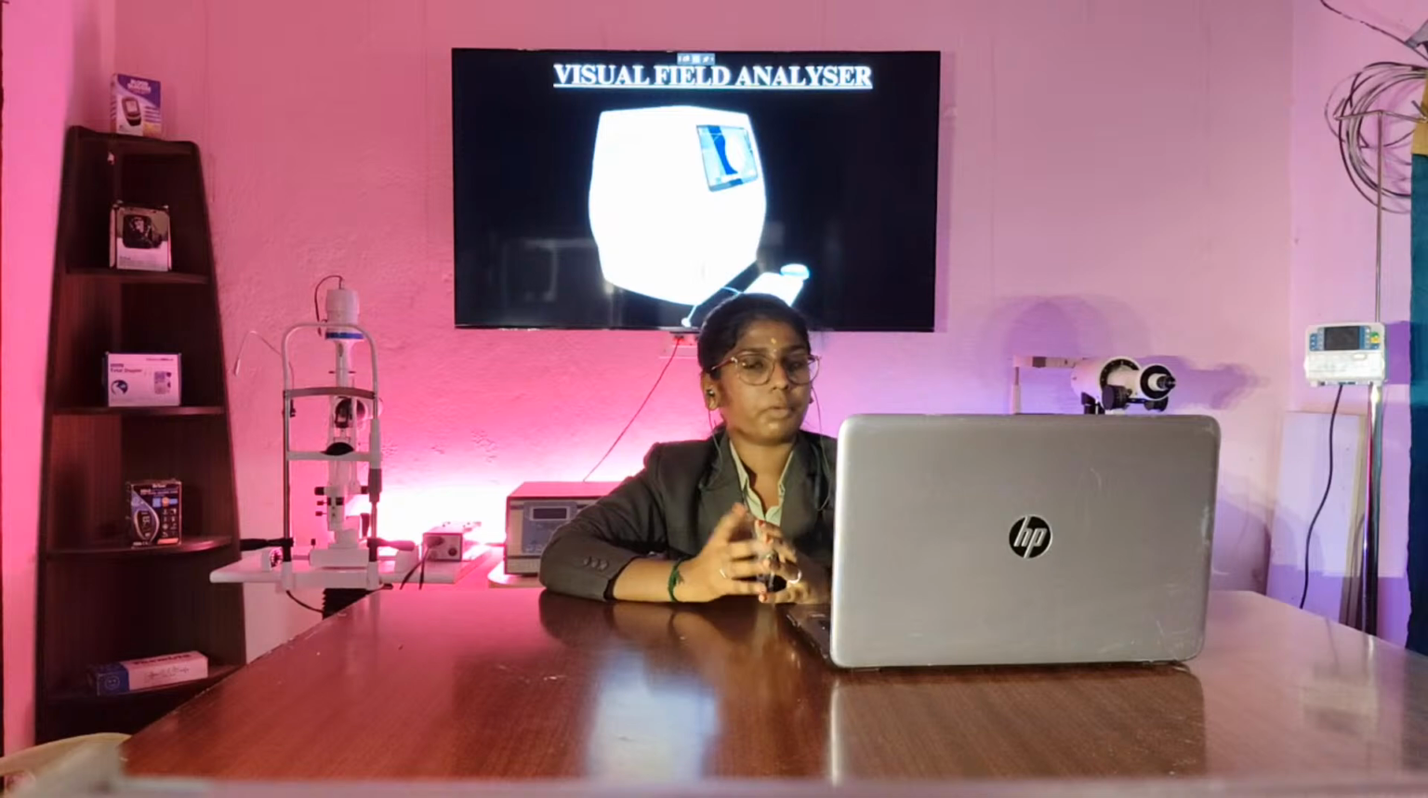The next equipment we are going to discuss is the visual field analyzer, otherwise called perimetry, because it can be used to detect focal vision. We have seen the slit lamp, which is used to diagnose diseases in each and every part, from the small cornea up to the retina. But the visual field analyzer is used to determine the focal spot and the locus also.